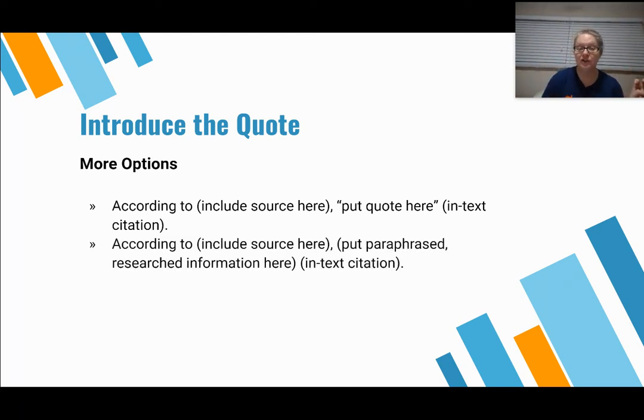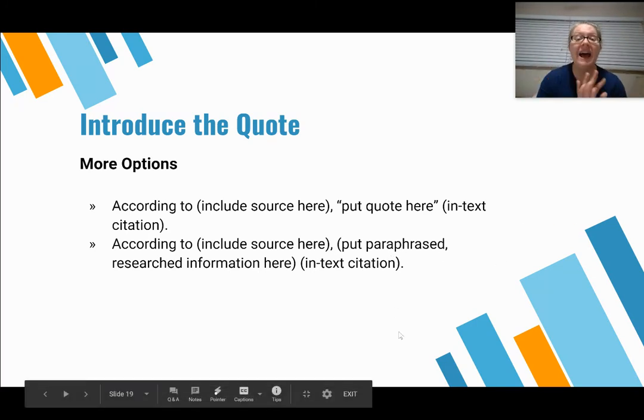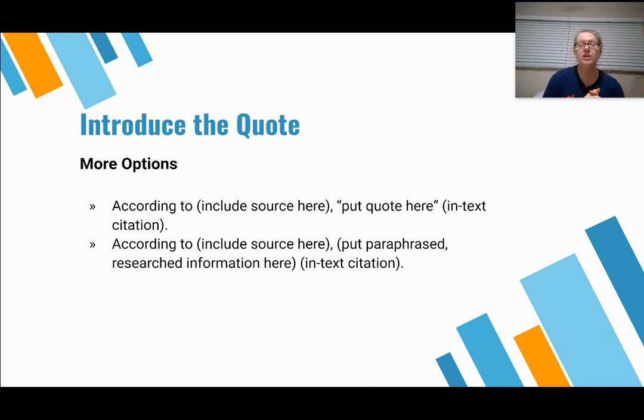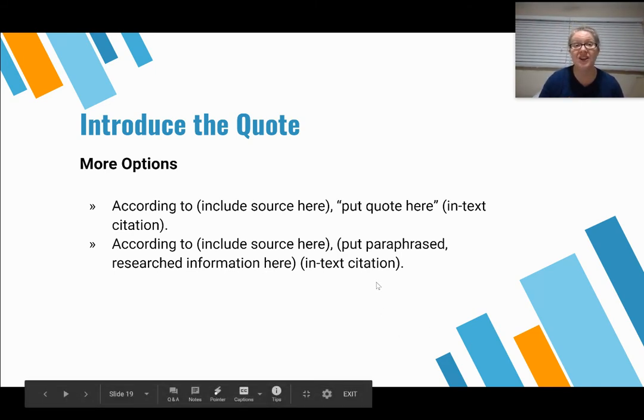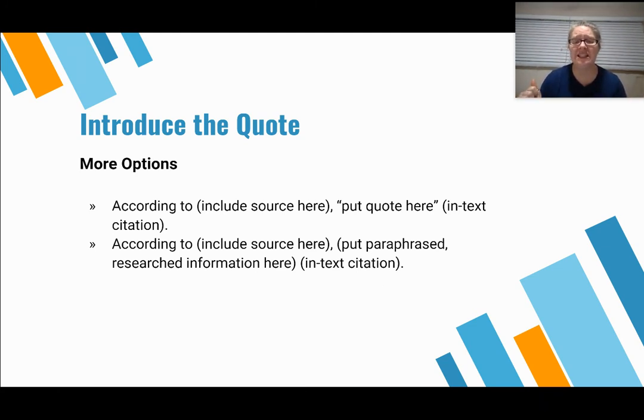According to Martin Luther King Jr., and now we paraphrase the information. No quotation at all. According to Martin Luther King Jr., he had a dream that one day his children would be judged, that one day his children would be seen not for what color they are, but for what is inside their hearts. That is a paraphrased statement, but I still need to put a citation. I still need to say that Martin Luther King Jr. said that, and I still need to say that it was in 1963. So we'll talk about that a little more.